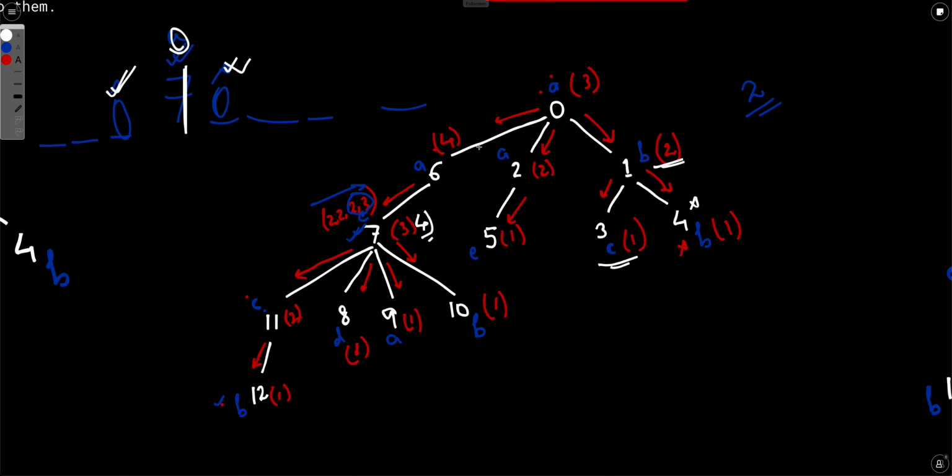Now for 0, again the same question, same thing. For 0 we have three children. We can take 6 and 2, or 6 and 1, or 1 and 2, but again we have to consider this condition, right?